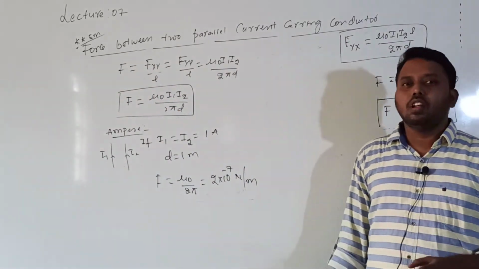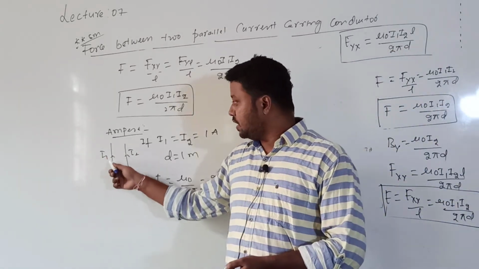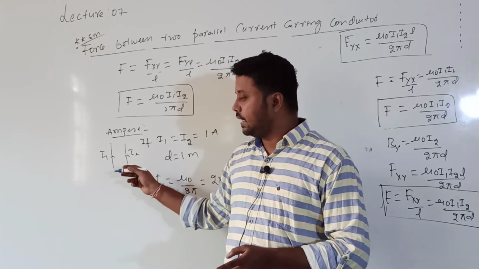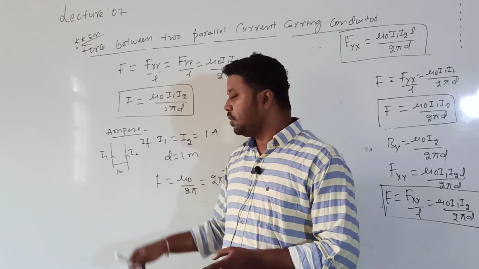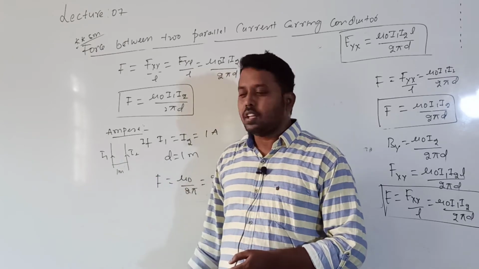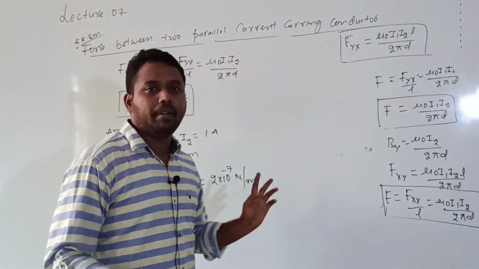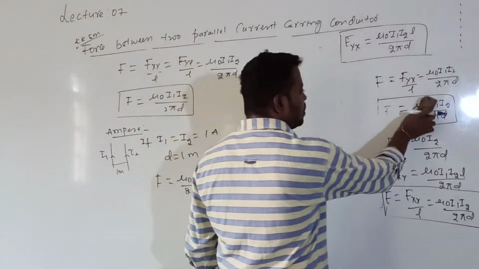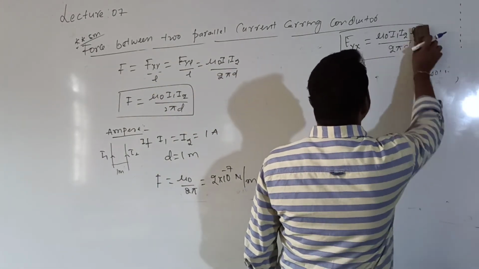Are you getting it? To call current 1 ampere, what do I need to consider? The current through a conductor is said to be 1 ampere when it is separated from another identical conductor at a distance of 1 meter in air or vacuum, such that they will either attract or repel each other with a force of 2 into 10 to the power of minus 7 Newton per meter. Then current is said to be how much? 1 ampere. Understood our definition for ampere? So the ampere definition is an often asked question.